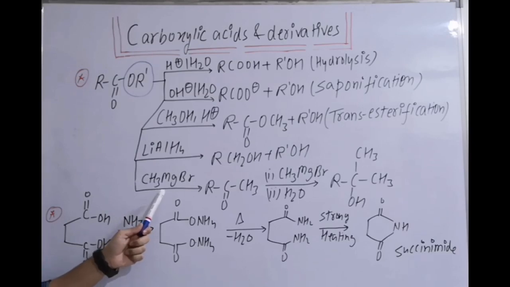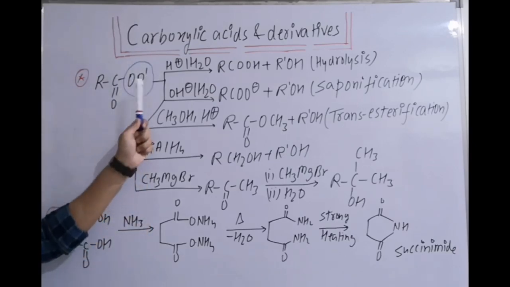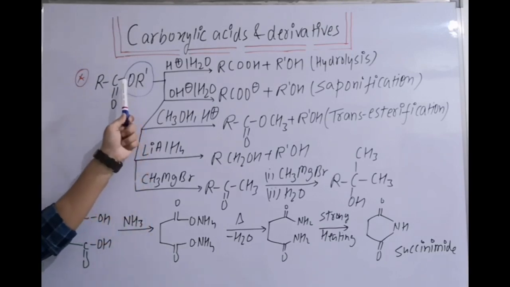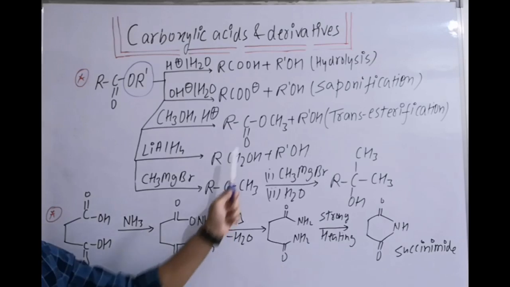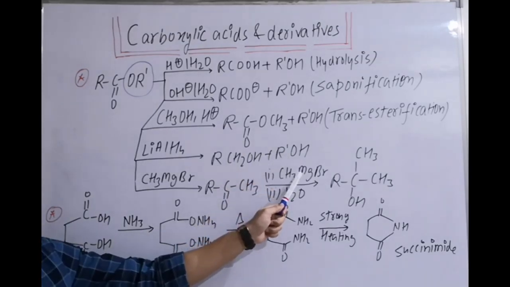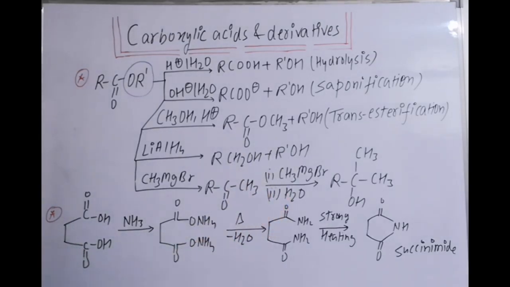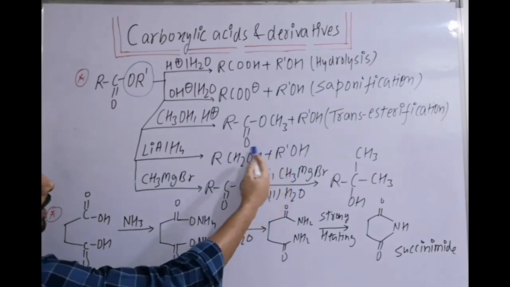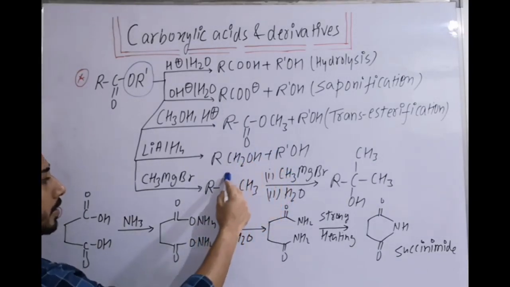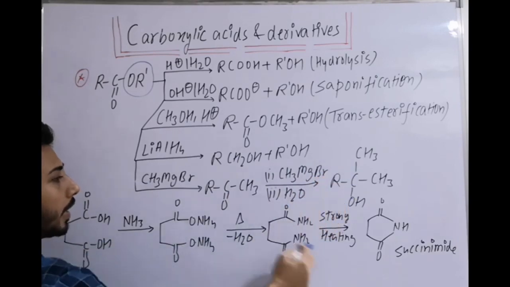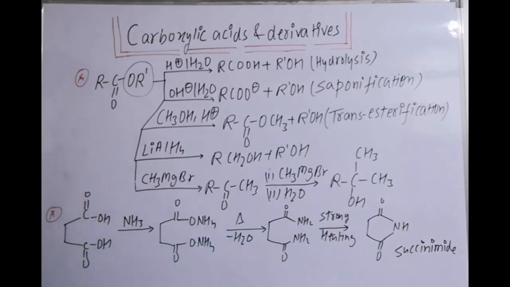Grignard reagent, if we treat with one equivalent, firstly substitution, nucleophilic substitution, OR dash substituted by CH3, then ketone is formed, and then if we have further more equivalents of Grignard, CH3MgBr, then this will be nucleophilic addition on carbonyl compound. O minus, CH3 will add over there, O minus will take H plus, and reaction will go up to tertiary alcohol.